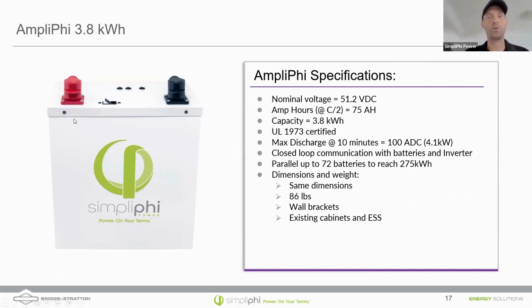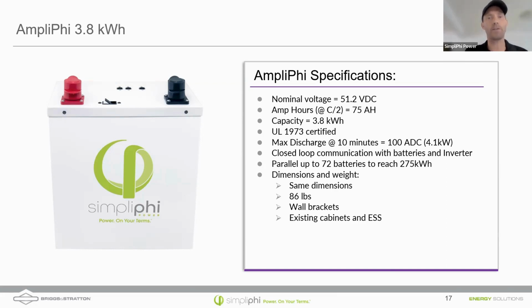It's got advanced closed loop communications that allow this battery to talk with inverters. You can parallel up to 72 of these batteries, reaching 275 kilowatt hours. So kilowatt hours, that's the capacity of the battery. That's the battery's ability to hold charge, right? Most people don't realize that all batteries have both a power output rating as well as a capacity rating, and those two things are related.